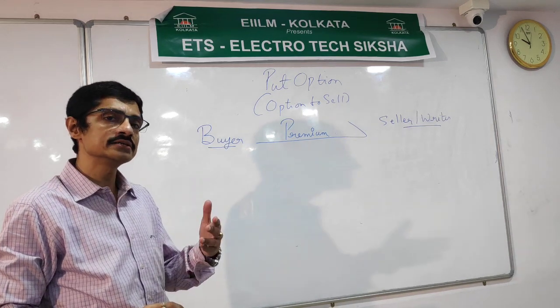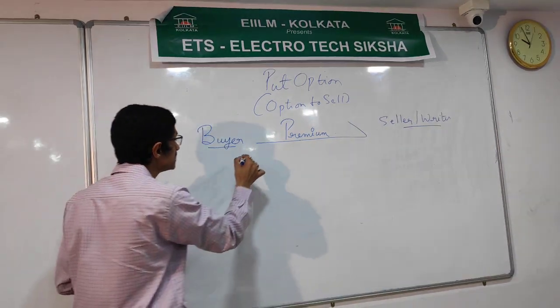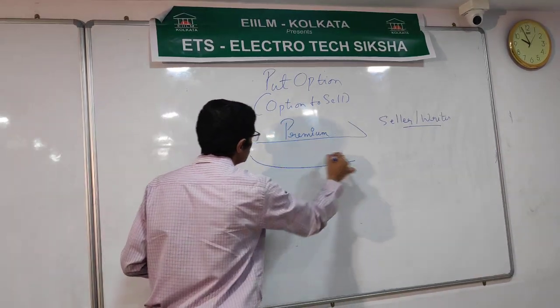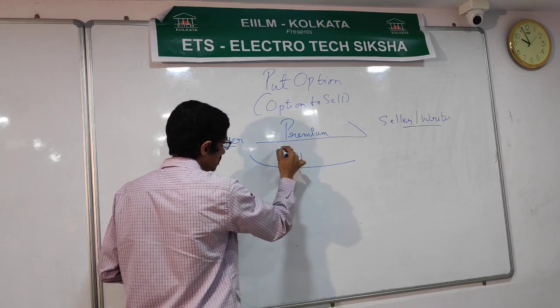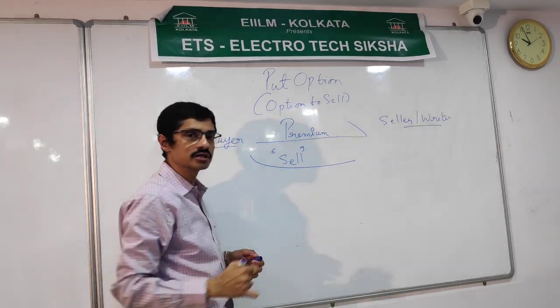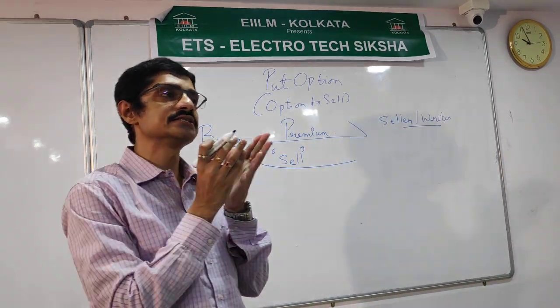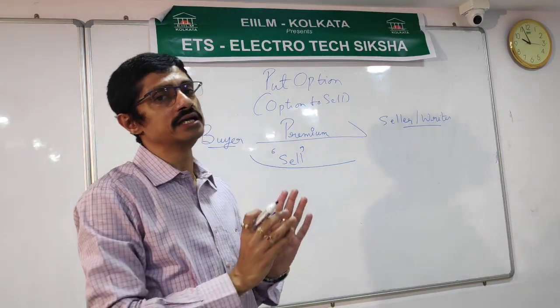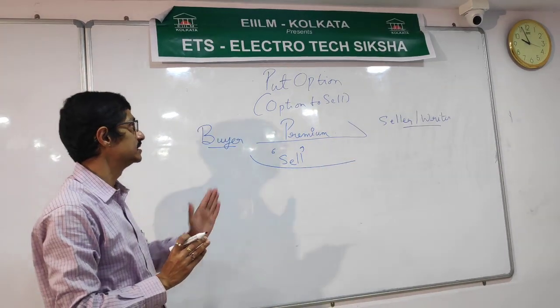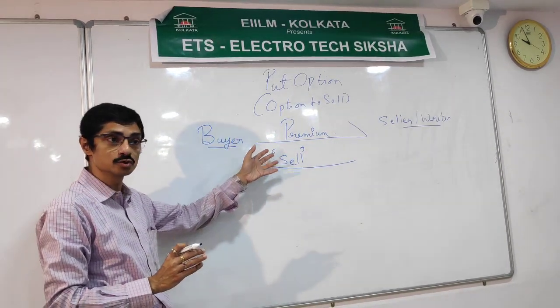And what is that right? It is the right to sell something to the seller. That is, he can sell. He is buying this right from the seller or the writer, that if I exercise this right, if I sell something to you, you will have to buy it from me. That is the agreement in case of a put option. That is why it is known as an option to sell.